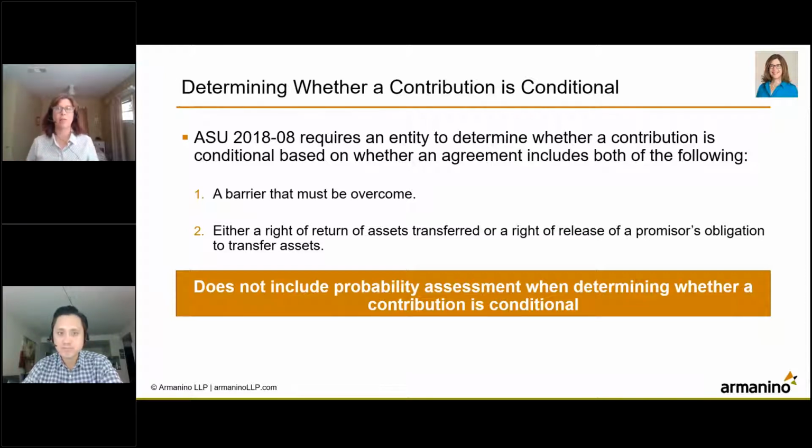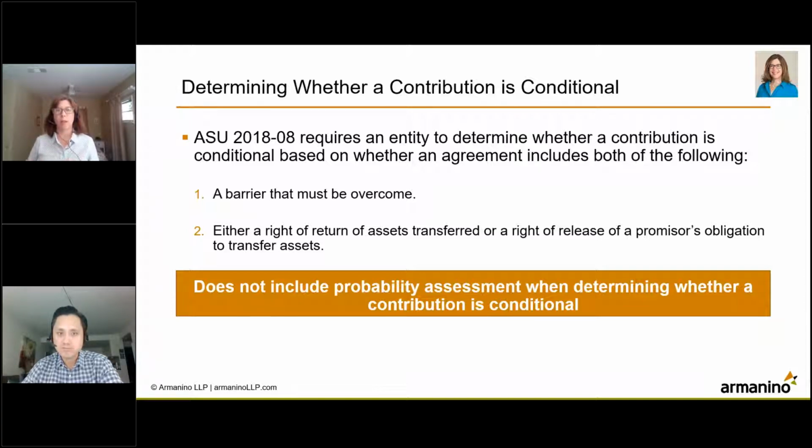I know I've had clients over the years who have really considered that probability assessment in determining whether or not a grant is conditional or not. So the other thing that I wanted to point out about this is that generally speaking, we're expecting to see that the right of return is linked to the barrier. So it's not just that both exist, but that they are linked together.